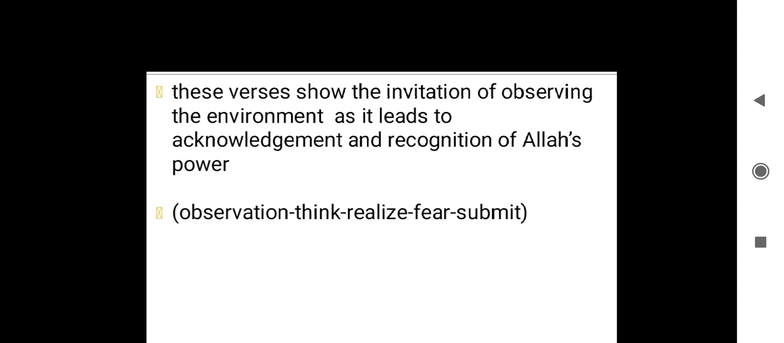Observe, lihatlah. Bila kamu lihat, kamu akan berfikir. Bila kamu berfikir, maka kamu akan mengetahui, memahami. Bila kamu mengetahui, memahami, maka perasaan takut. Takut sebab apa? Begitu hebatnya Allah boleh melakukan apa saja. So bila kita rasa takut, maka akan timbullah rasa untuk submit, taat dan patuh. Bila taat dan patuh, maka kita dapatlah apa yang disebutkan oleh Allah sebagai takwa. Alright?